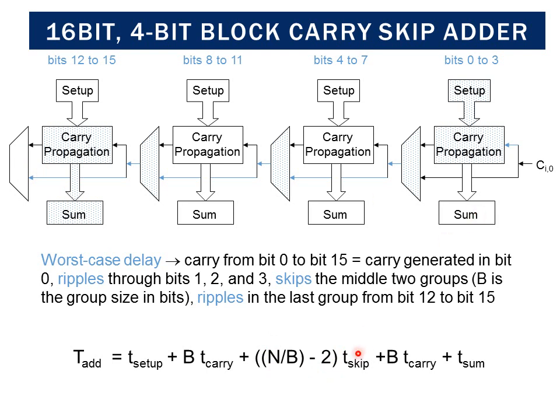If there were 5 blocks, then this figure would be 5 minus 2, that is 3 intermediate blocks. Plus again B times T carry, since the carry is again propagating through the entire last block, right from bit 12 to 15. Plus T sum. We are not finally interested in the carry, we are interested in finding the final sum.